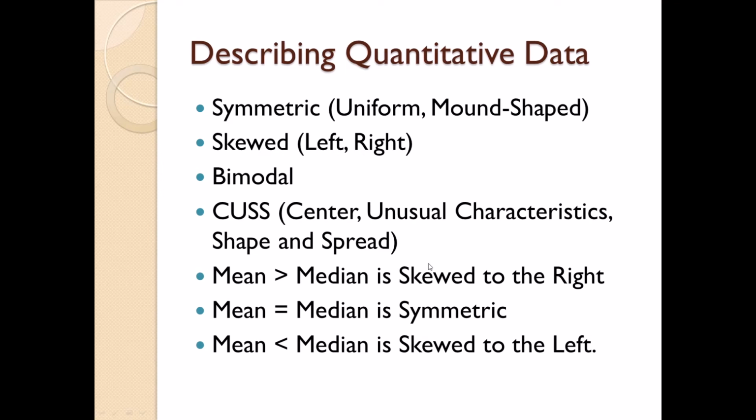We had some comparisons with mean and median. Remember, if your mean is greater than your median, that indicates your distribution will be skewed to the right. If your mean and your median are roughly the same, that indicates that your mean and median come from a distribution that's symmetric. And if your mean is less than your median, that's an indication that your distribution is skewed to the left. Good thing to remember. That shows up a lot.